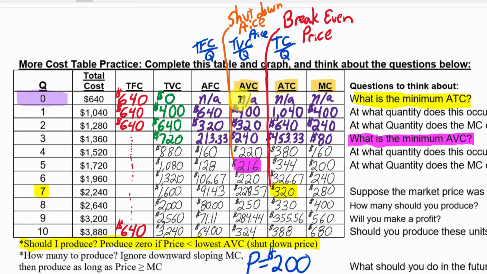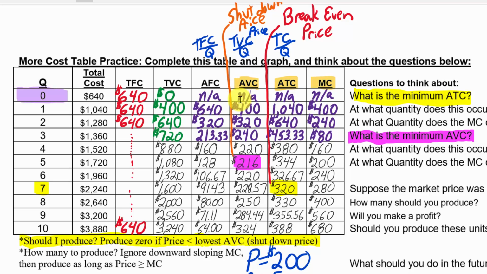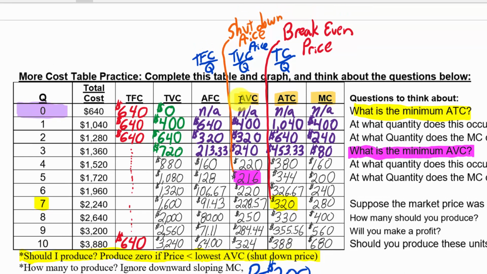Just takes a second, and it's going to help you double check and understand the decisions they should make. Now, there are some more details to cover, though. So why is $216 the shutdown price and not some other number?